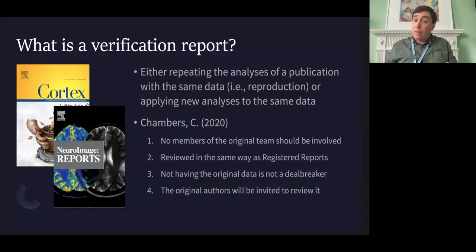And fourth, the original authors should be invited to review it. It shouldn't be a completely external process to the original authors. They should be involved in some way. Ultimately, they did the initial analyses. There might be assumptions that people make that they can clarify. So that's a verification report. There's not too many of them. I've highlighted two journals on the left that either do verification reports in neuroscience or something that's very close to a verification report. There are definitely more, but it's not a very widespread thing yet.